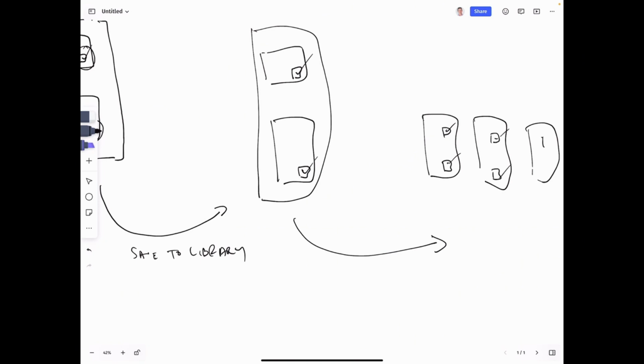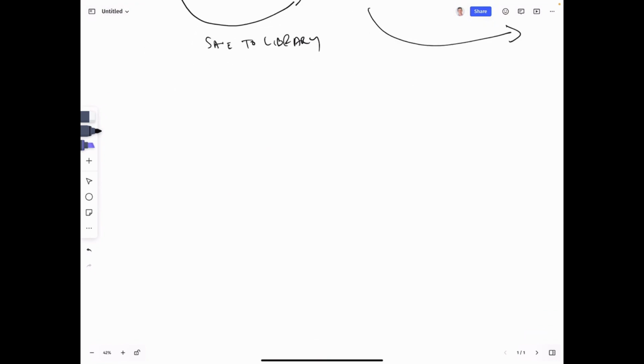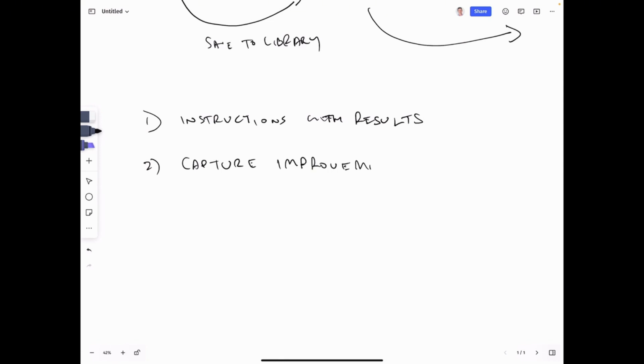So that is the essential insights that come from magic boards. Number one, we're going to put the instructions with the results. And number two, we're going to capture improvements that happen when you are working by saving them back to the library.